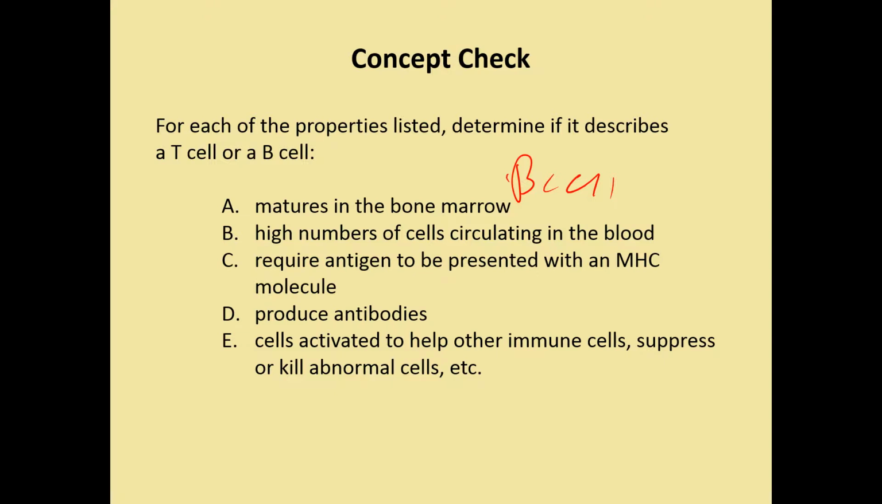It requires antigen to be presented with MHC molecule. Alright, so your T cells require antigen presentation to be stimulated. Produces antibodies. Alright, your B cells. And then cells activate to help other immune cells suppress and kill abnormal cells. Those are going to be your T cells. Alright, so these are your cytotoxic and T helper cells.